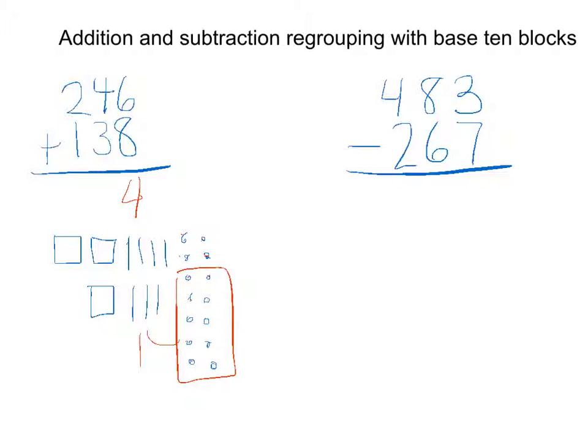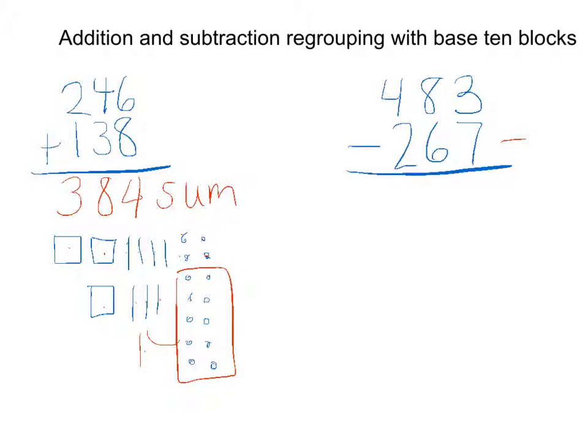And if we go and count our tens, we have 10, 20, 30, 40, 50, 60, 70, and the one that we've regrouped, 80. So 8 tens and 1, 2, 3 hundreds. So our sum is 384. That looks a little bit different whenever we do our subtraction because we're not putting the numbers together, we're taking them away. So let's look at the subtraction problem over here.